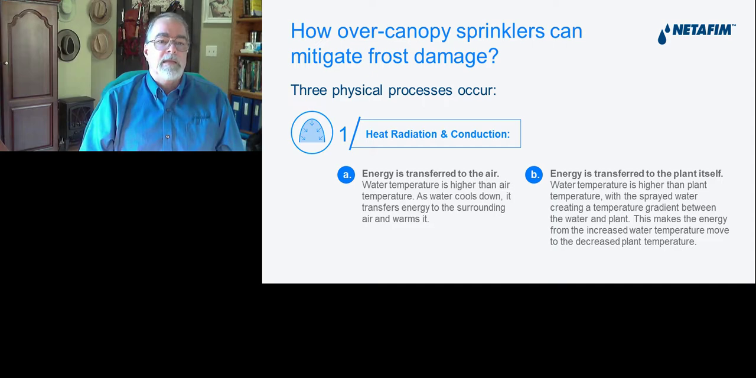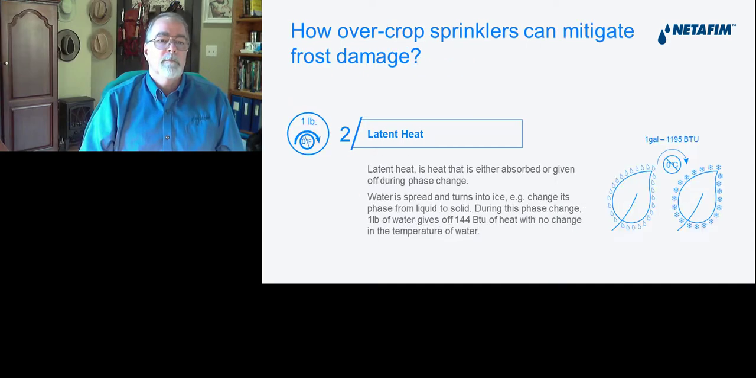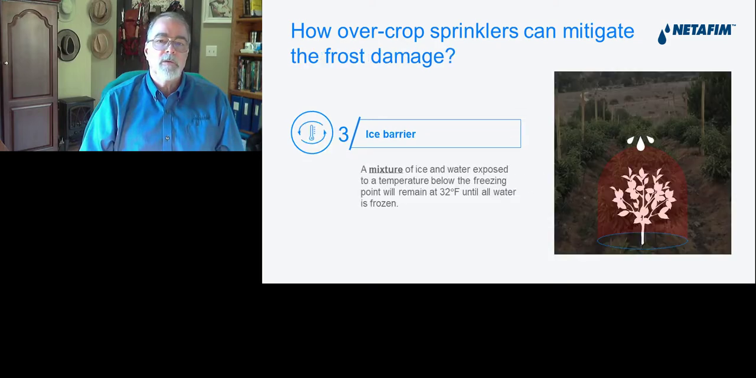The latent heat, this is that 144 BTUs that's given off when that water changes state. This is when it goes from a liquid to a solid. So it's going to, again, give off even more heat. And this is what we're looking for. And then it creates an ice barrier. So going back to what I said earlier about clear ice, we want clear ice.